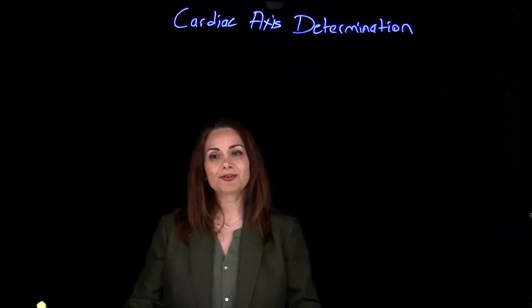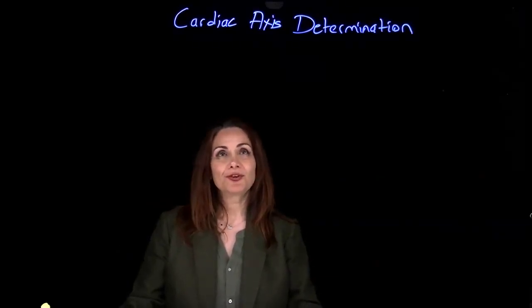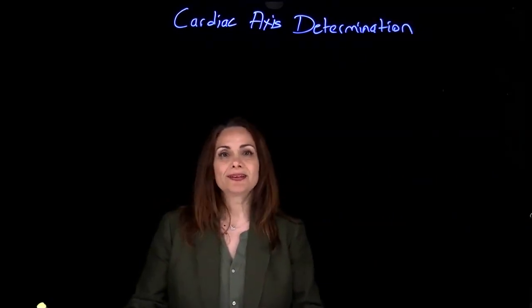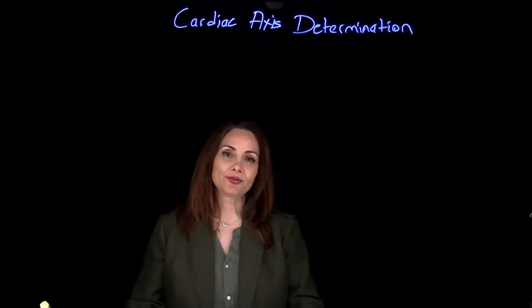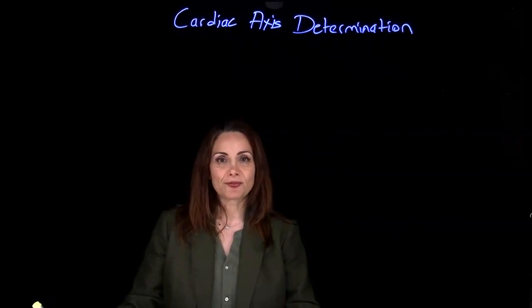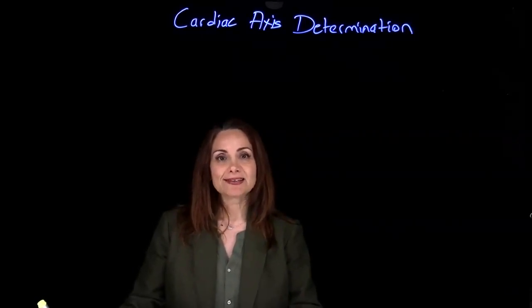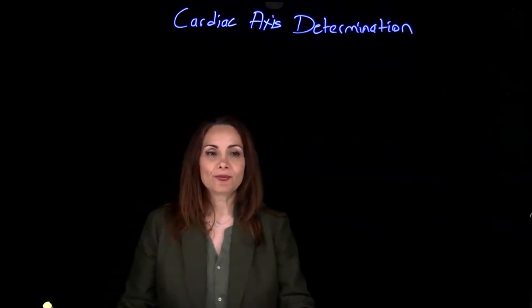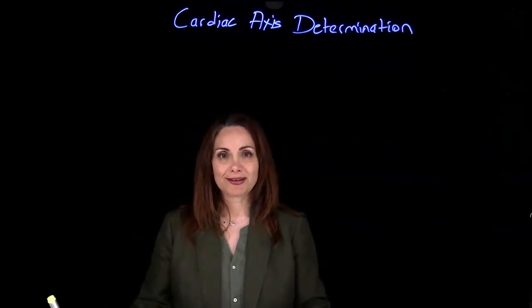Hello everyone. Today we're going to talk about how to determine the cardiac axis in a heart. We're going to start by knowing the leads. We have to know the leads in order to determine the cardiac axis. When we're determining the cardiac axis, we're going to use the hexaxial reference system. So you have to know where your leads go in the body.